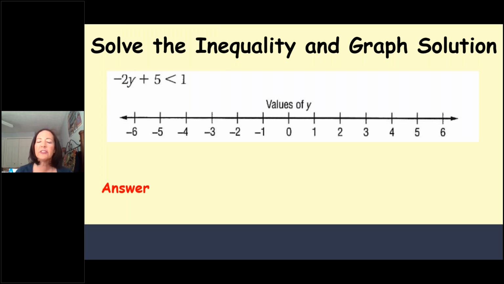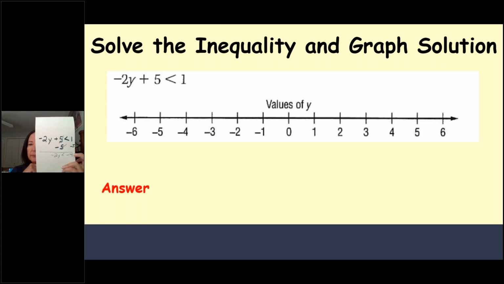Okay, what do I have to do first, Alicia? Well, first you would have to subtract. There's a +5 on the left side of the symbol, so you would have to subtract 5. That would cancel out the 5 on that side, and on the other side it would be negative. So that would be -4. So it would be -2y is less than -4.